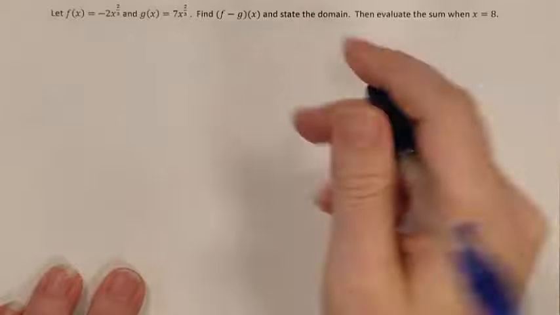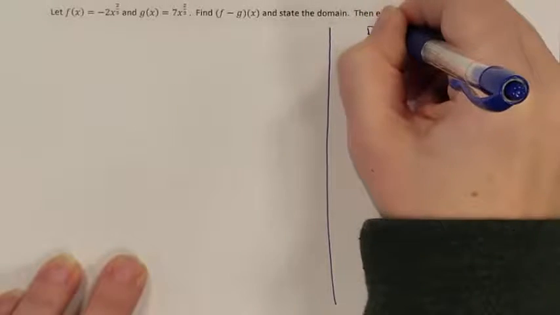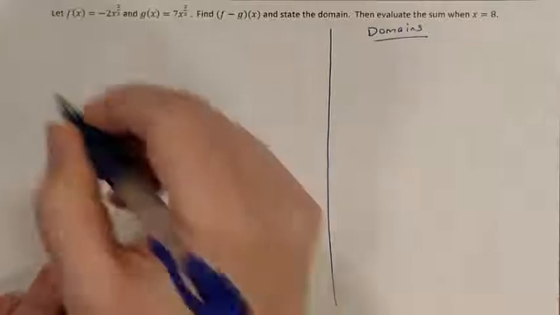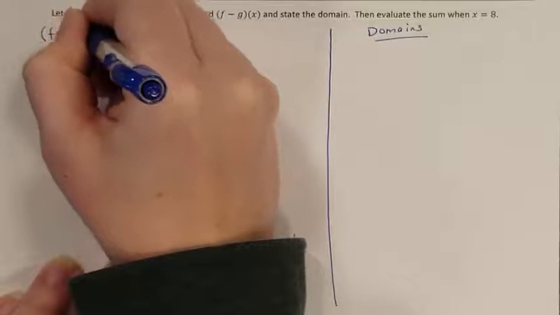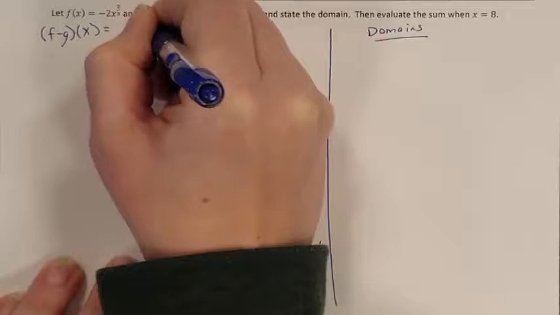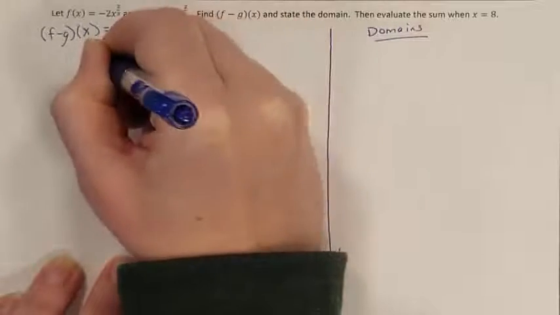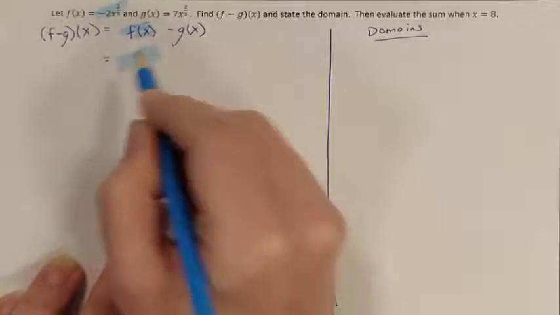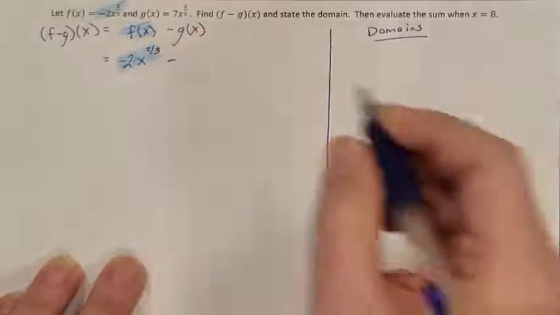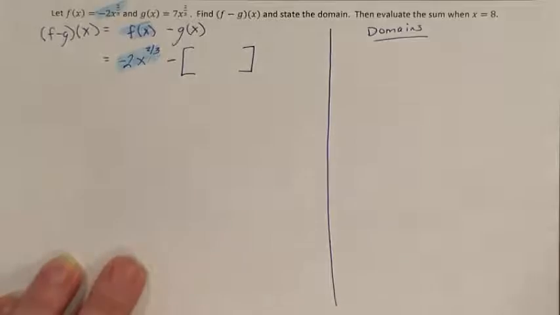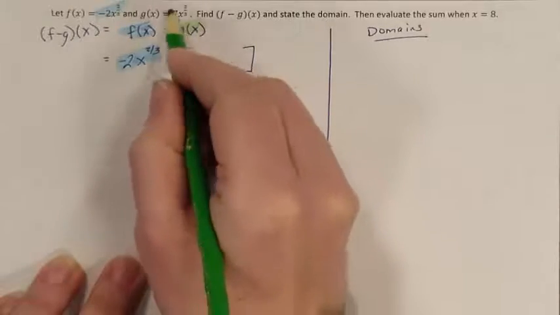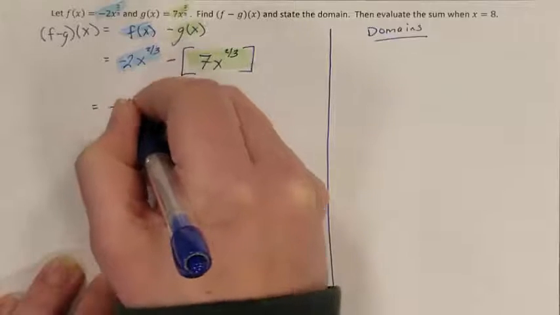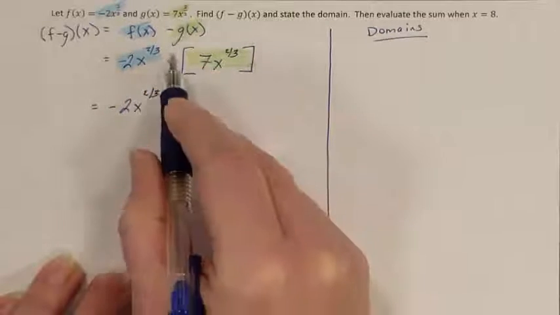Our last problem, I'm going to split it right down the middle. These are going to be my domains. I'm given f and g and asked to do f minus g. So f minus g at x says to take all of f of x and subtract g of x. So I need to find my f of x rule, which is this one right here. The rule is to subtract, and I'm supposed to subtract the entire g of x rule. It's going to go right here. So I had the original blue, and I'm supposed to subtract this green.